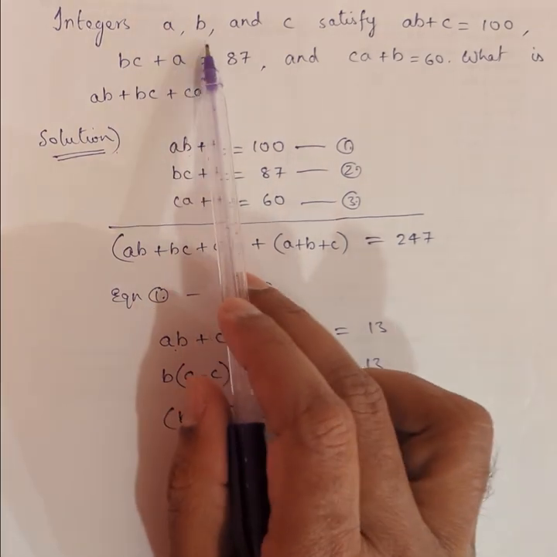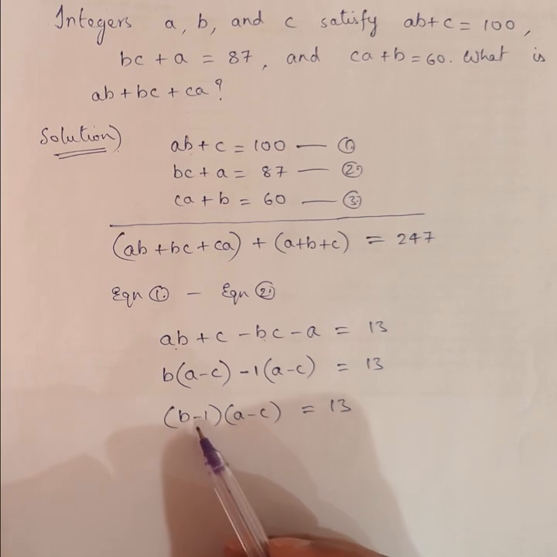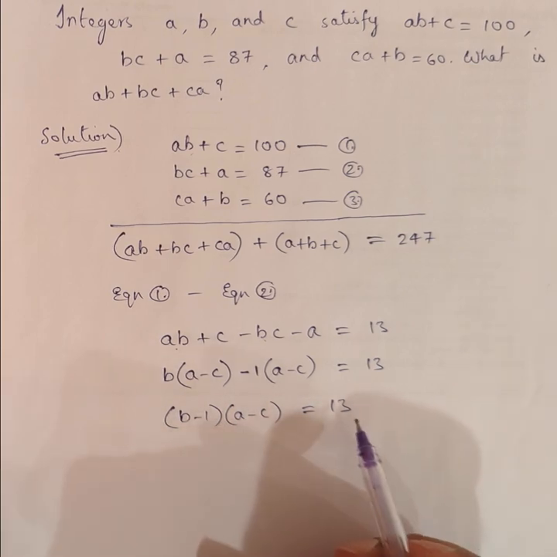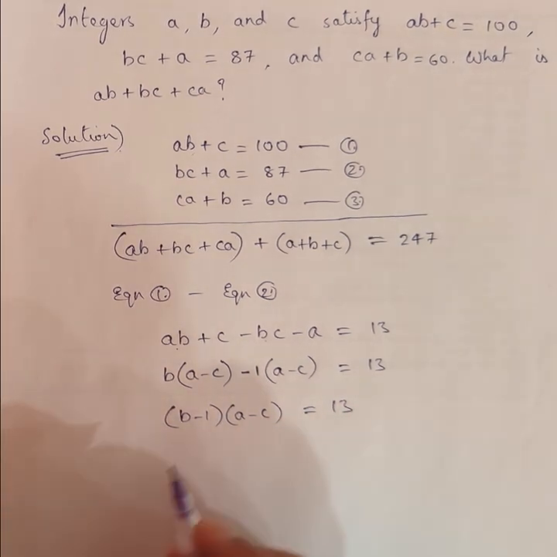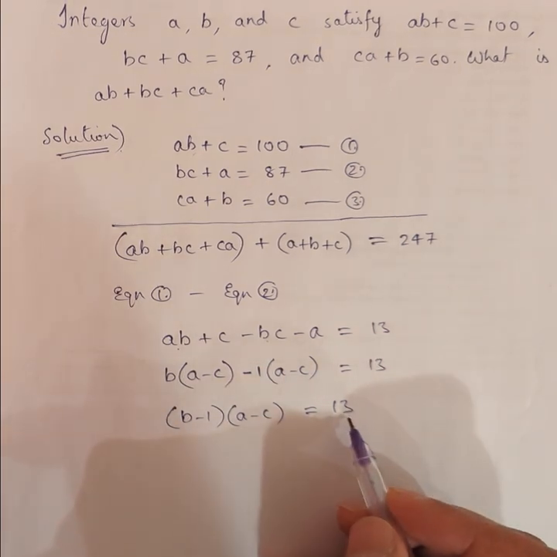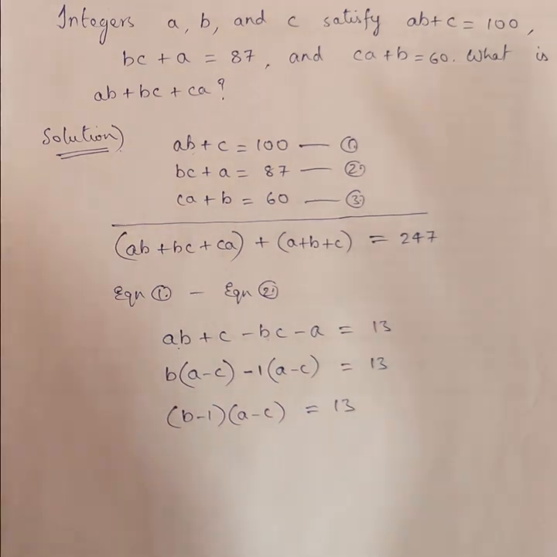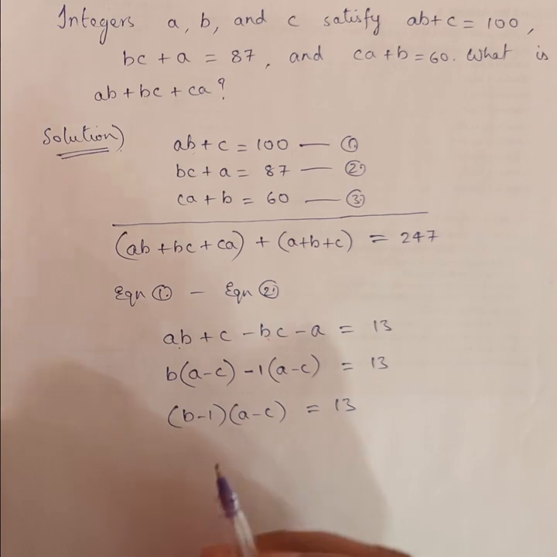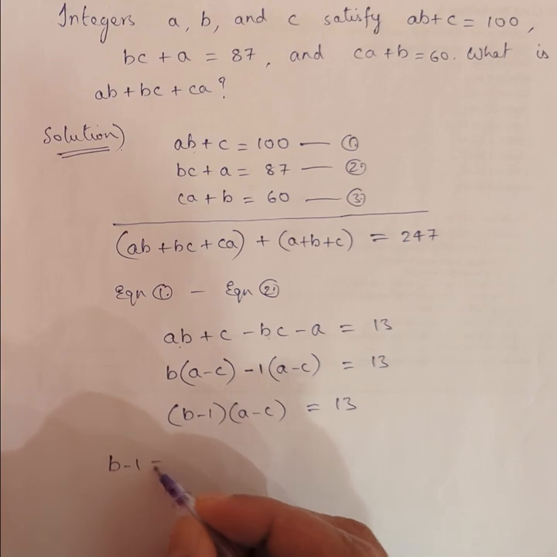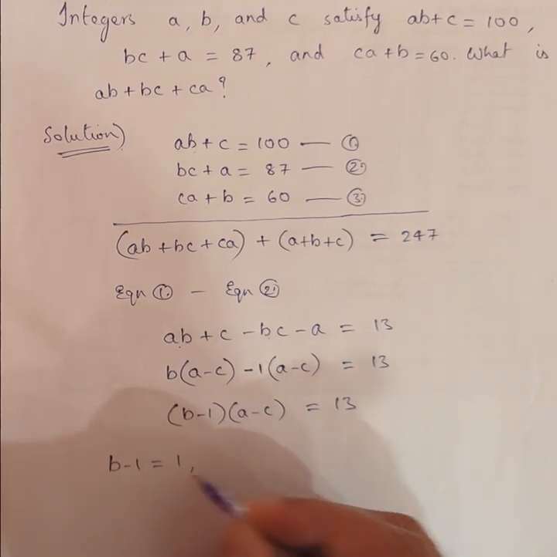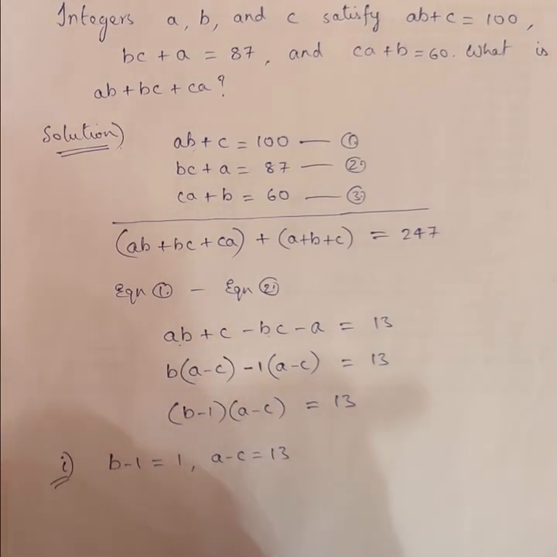And we know a, b, and c are all integers. So b minus 1 has to be an integer, and a minus c again has to be an integer. And you cannot get 13 in many different ways. So 13 is either 1 times 13 or 13 times 1 or -1 times -13 and so on. So let's see, is it possible that b minus 1 equals 1 and a minus c equals 13? So this is one case.